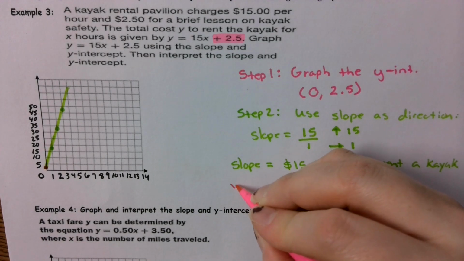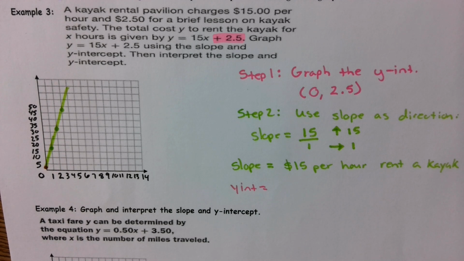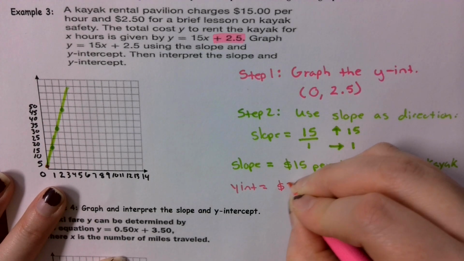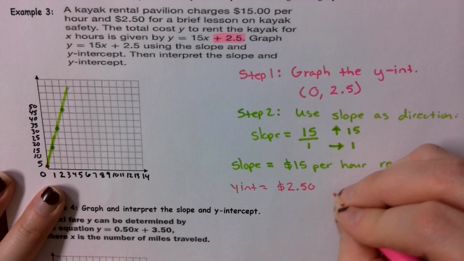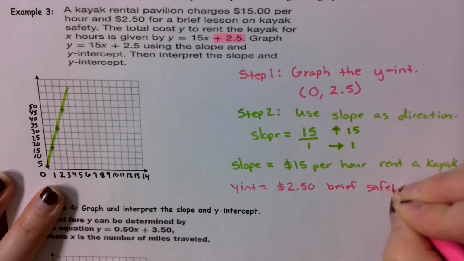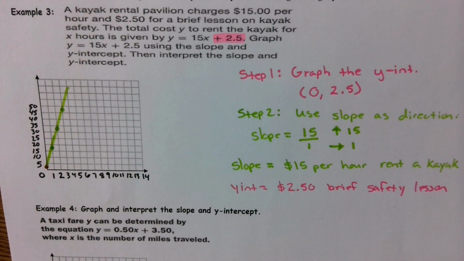Okay, and then the y-intercept. The y-intercept in this situation, what does that stand for? The 2.5, what is that going to represent? Jean-Luc? Yeah, for the brief lesson, right, on the safety, the brief safety lesson. So that's going to stand for the $2.50 for the brief lesson. Okay, so you're just giving an idea of what this is representing.